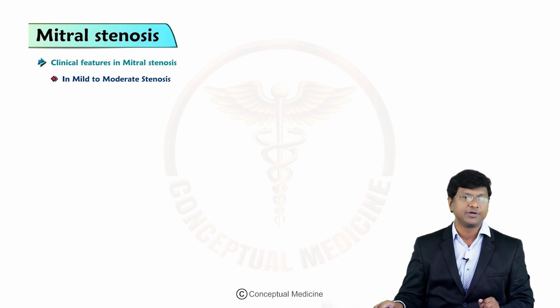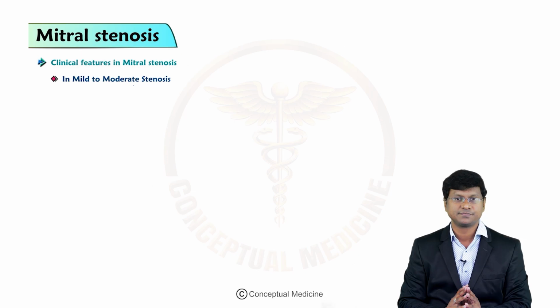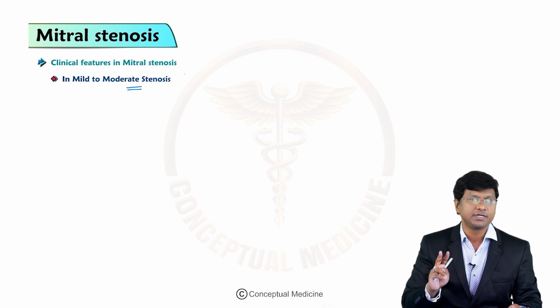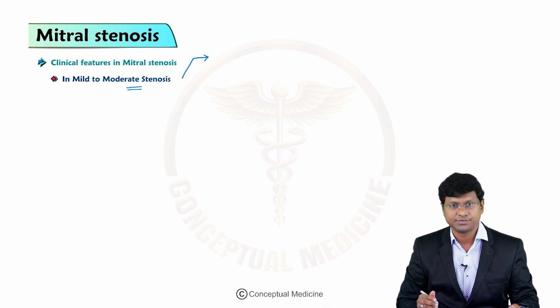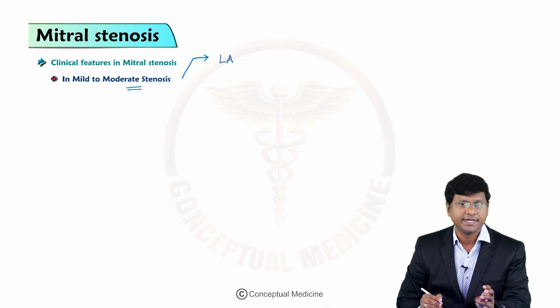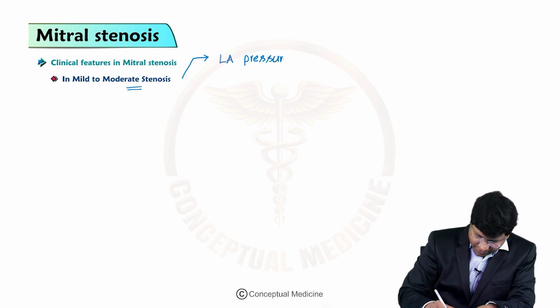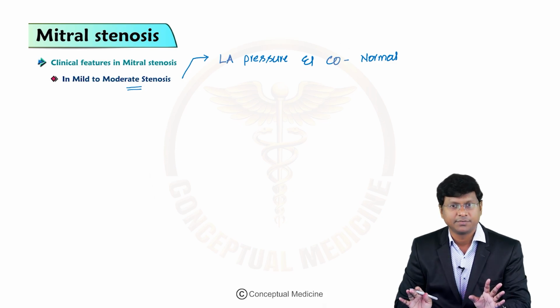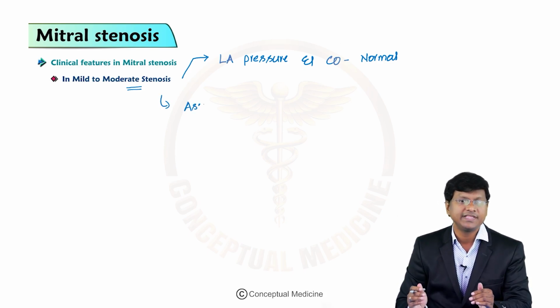Now, after having discussed the hemodynamics, let me discuss the clinical features in patients with mitral stenosis. In case of mild to moderate mitral stenosis, two important clinical syndromes classically occur. In mild to moderate mitral stenosis, the left atrial pressure and cardiac output may be essentially normal, so they are not increased much, and the patient is either asymptomatic or symptomatic only with extreme exertion.